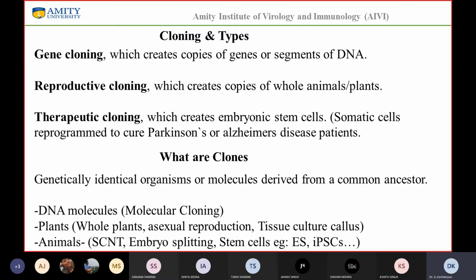Okay, so we are not going to deal too much with stem cells, except saying that there are two kinds of stem cells. One is called embryonic stem cells, which is derived from fetal embryos, and the other is called induced pluripotent stem cells, which are derived from adult cells which are reprogrammed to acquire embryonic stem cell like characteristics. Okay, any doubts on the stem cell part? Can we go ahead? Yes, sir. Okay.